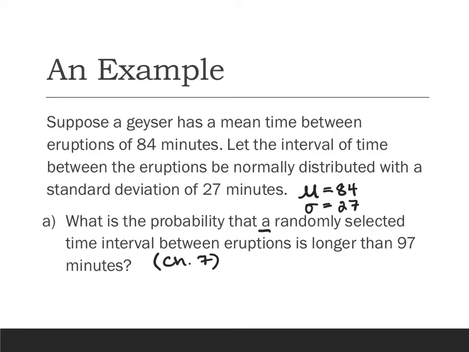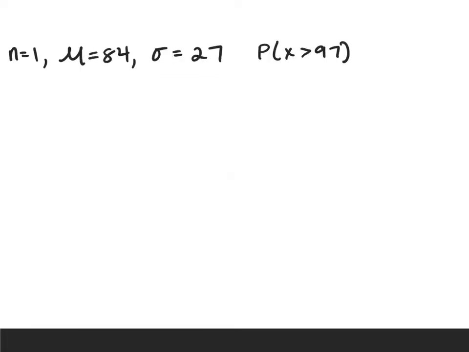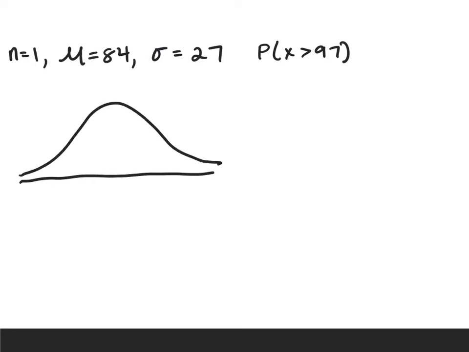So what this looks like, I'm going to go to a blank screen so we can draw this out and do what we would have done in chapter 7, which is what we did before spring break. And we'll work this one out. All right, so basically this is like having a sample of size 1. We don't really call it that. This is just a normal distribution. We know it's normally distributed. So I can draw my normal curve. And I'm told that my mean is 84 and that my standard deviation is 27.